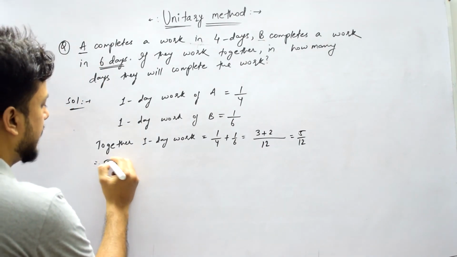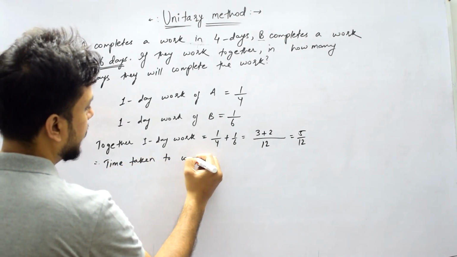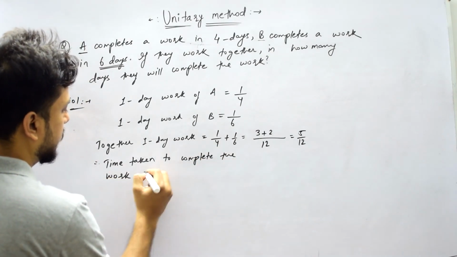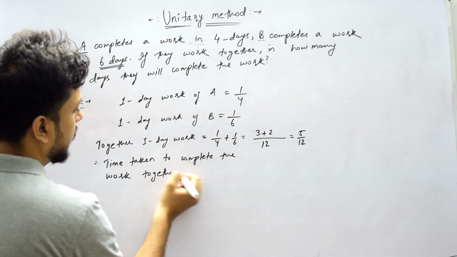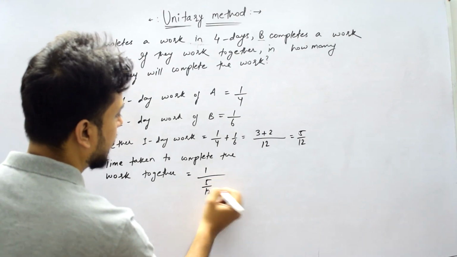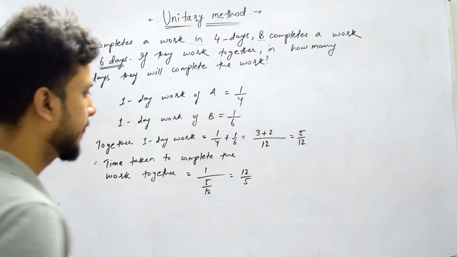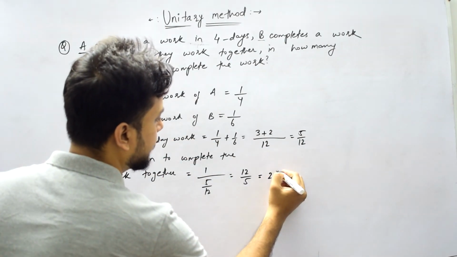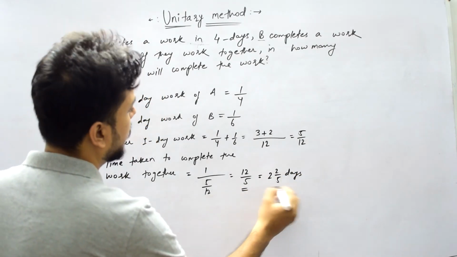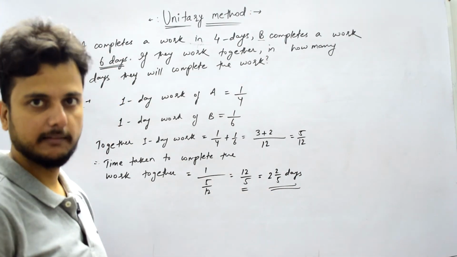Therefore the time taken to complete the work together is 1 by 1 day work. So 1 by 5 by 12 means 12 by 5, the reciprocal of 1 day work. That means it is 12 by 5 days. We can leave it here, no problem, or if you want we can convert it into a mixed fraction. So this is how we solve the question.